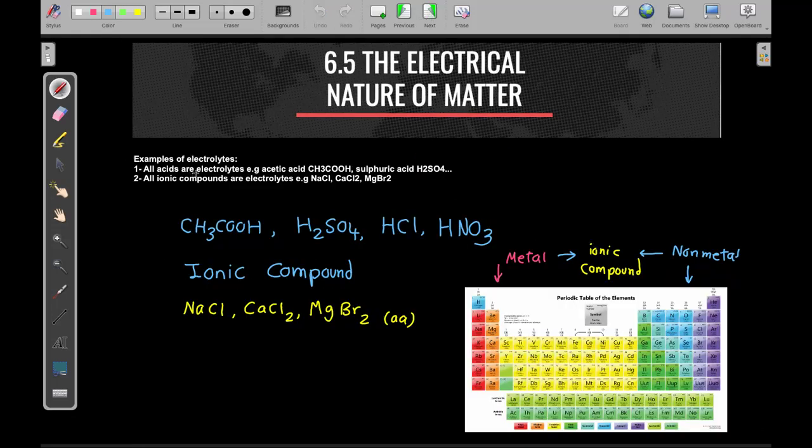Examples of electrolytes are acids. Acetic acid, sulphuric acid, hydrochloric acid and nitric acid are all electrolytes. Ionic compounds are also electrolytes: sodium chloride, calcium chloride, magnesium bromide.